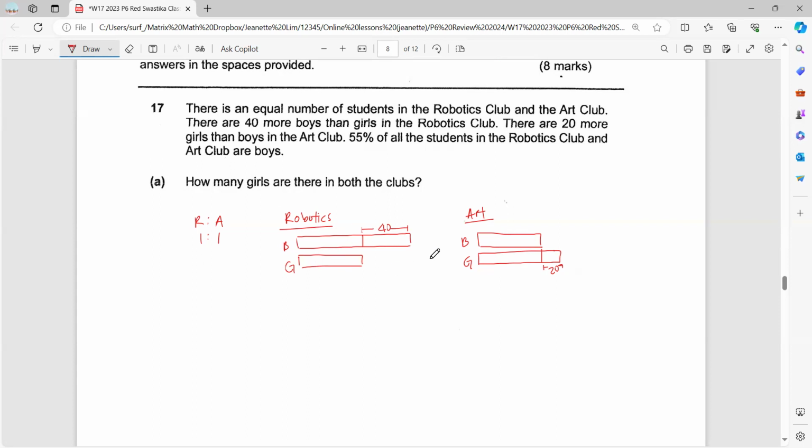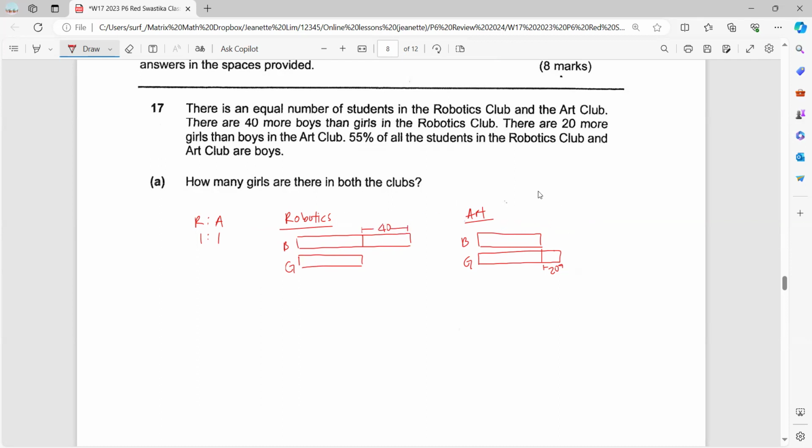Now, if you take a look at these two models, how are they related? The total is supposed to be the same. So what I'm going to do is make sure all the quantity is the same in the two models. What do I mean by that? Here I have 40, here I have 20. I should make another 20 appear in this model. But I can't add on. You cannot change this model by adding or taking away. How do I get extra 20?